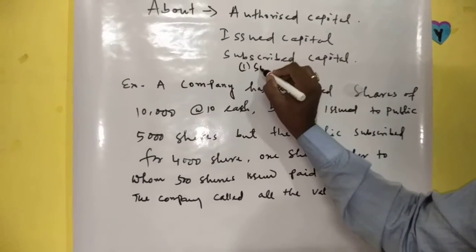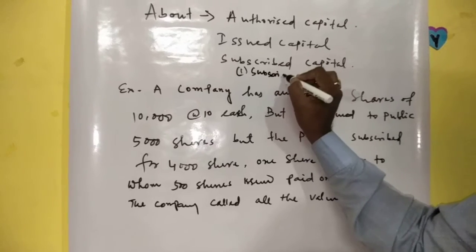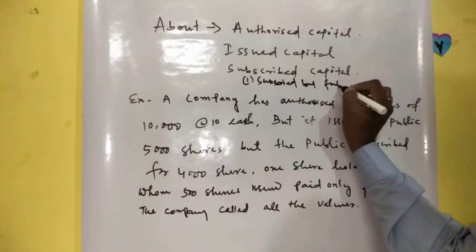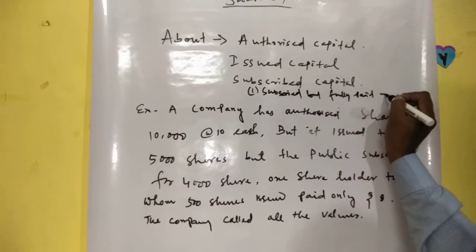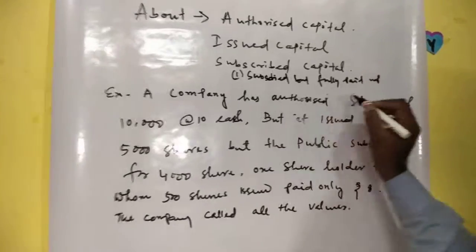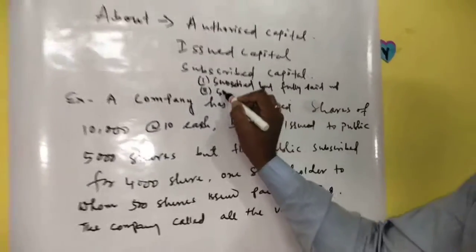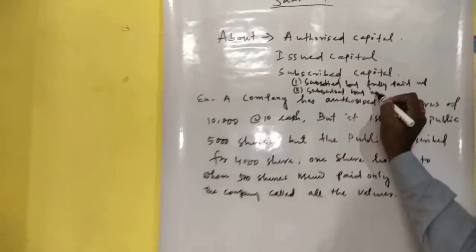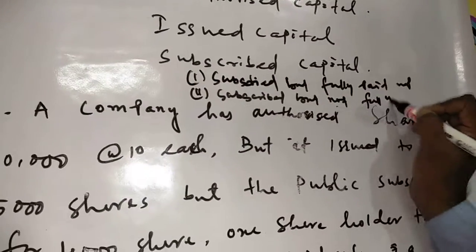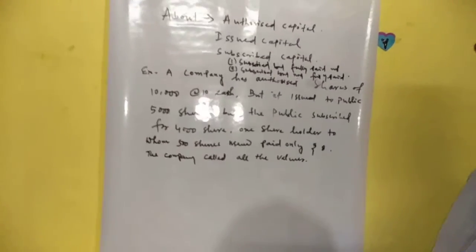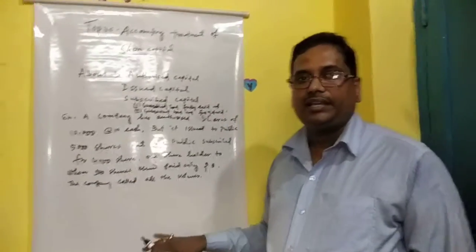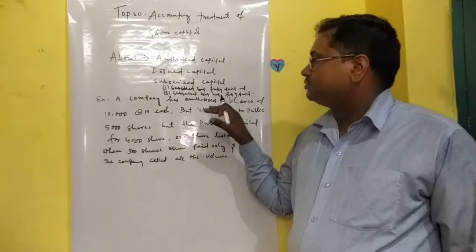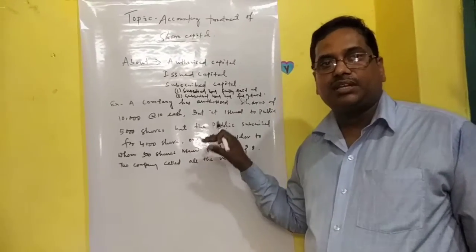Subscribed but fully paid up. Second is subscribed but not fully paid up. So this is the way to identify the authorized capital, subscribed capital, subscribed and fully paid up, and subscribed but not fully paid up.